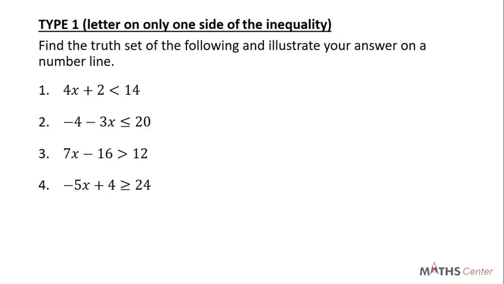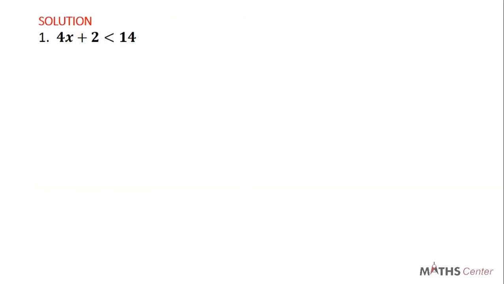Here are 4 examples for us to solve. We are going to solve 2 examples in this video, then we will solve the next 2 in the next video. So we are being told to find the truth set of the following, and we will have to illustrate our answer on a number line. Let's take them one after the other and see how we are going to do this. So we pick the first one.